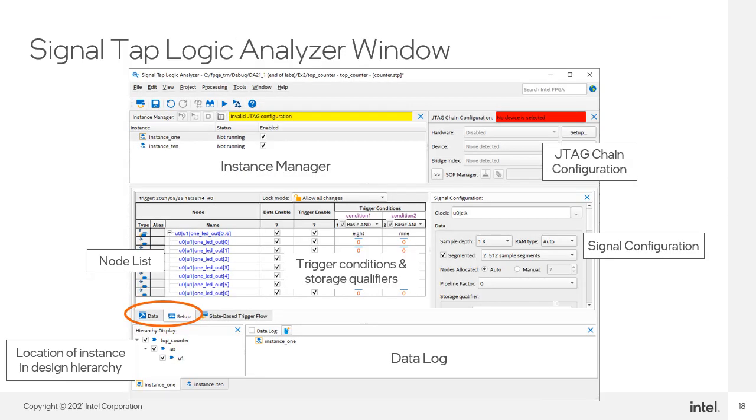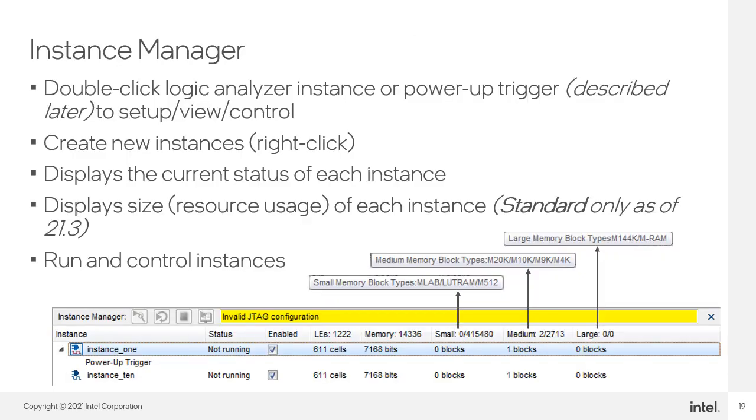Once you've created and configured a .stp file, the window for that file will look something like this. The main SignalTap file window has several different panes, each with its own function. With the Setup tab selected, as shown here, the panes appear as shown. We'll look at the Data tab later. Each pane has a number of different settings and configuration options. We'll discuss each of these panes in more detail as we progress through the rest of the training.